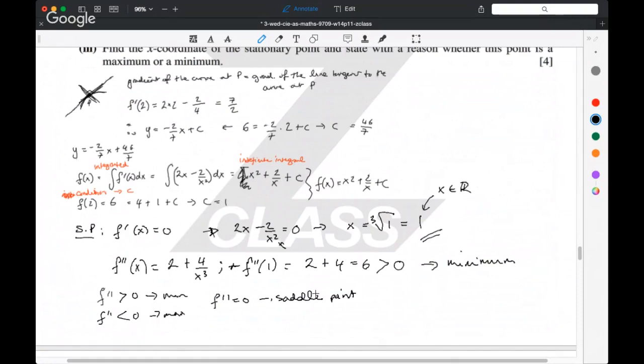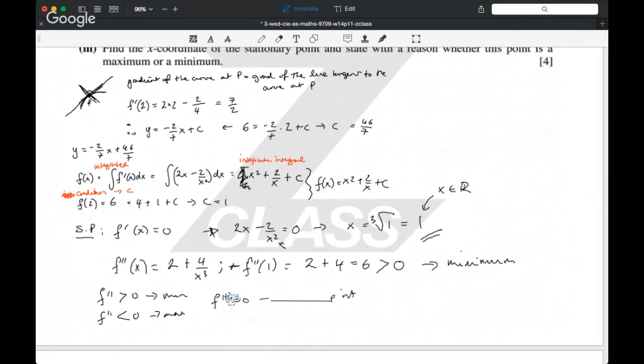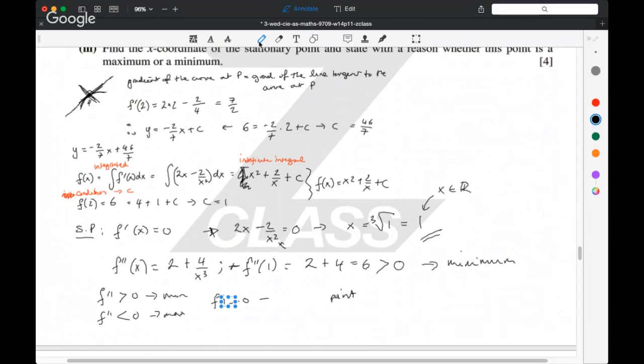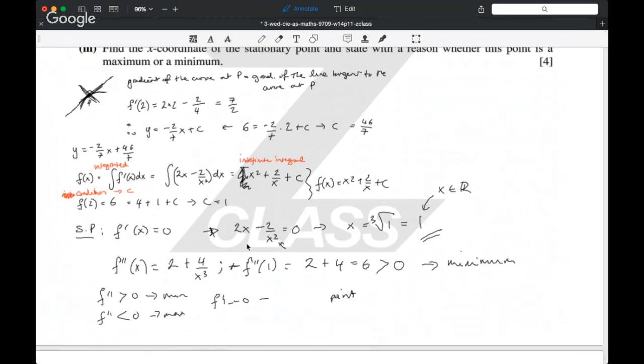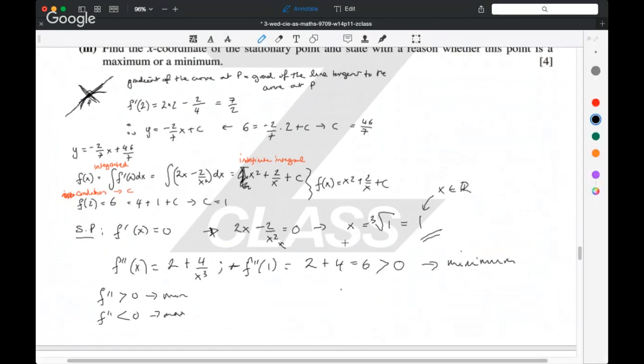No, not a saddle point. It's called an inflection point. I think it's an inflection point. You don't need to know this. Forget it. You'll only need to know maxima and minima. I can't remember what it's called. But yeah, in one of the earlier lectures, I went into more detail on this.